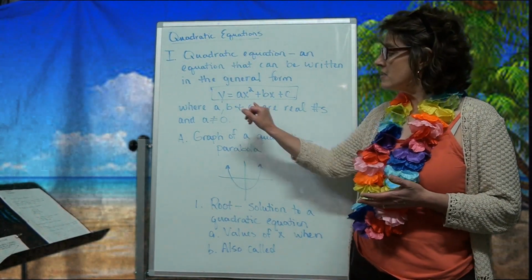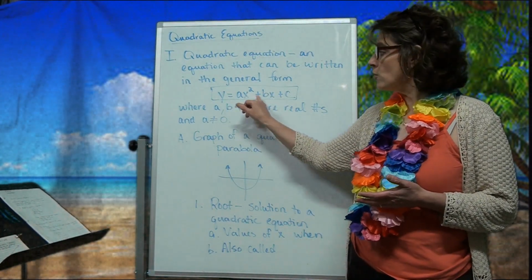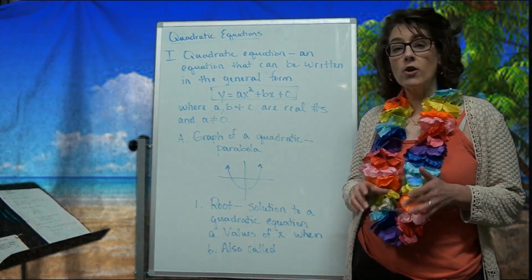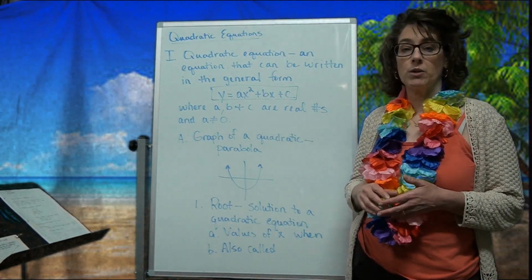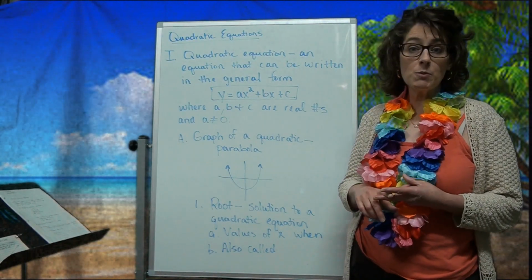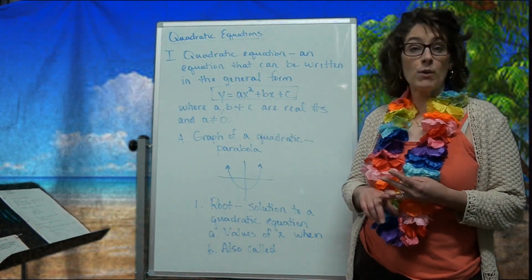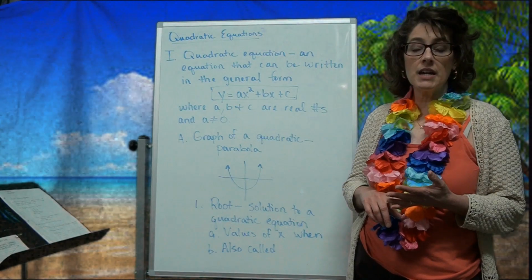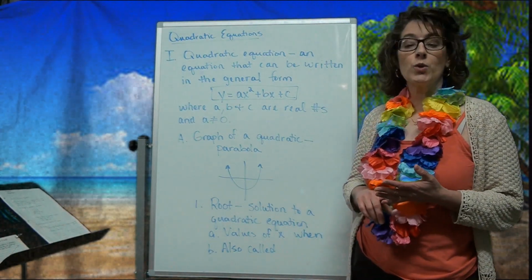So basically this means that the a, the b, and the c, all these two coefficients and this constant right here, they are not going to be imaginary numbers. They're going to be real numbers. Fractions and decimals are okay. Irrational numbers are okay, positives and negatives are okay, but the idea is that we're not going to have any imaginary numbers in there.